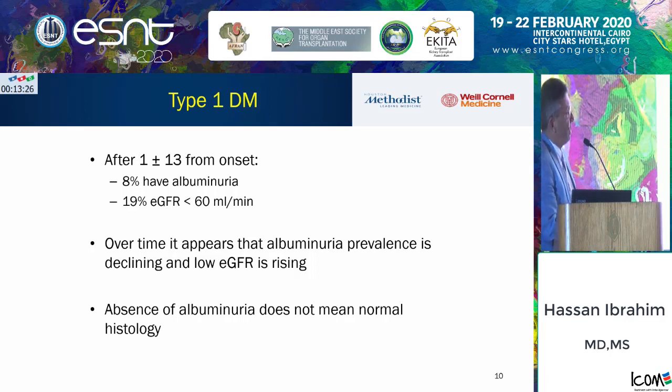Absence of albuminuria does not mean normal histology, and I think this is really important. So you could have a biopsy-proven diabetic nephropathy by all pathological criteria, and you have no proteinuria whatsoever. 25% of people with diabetic kidney disease will not have proteinuria, which is a major departure from what we have learned.